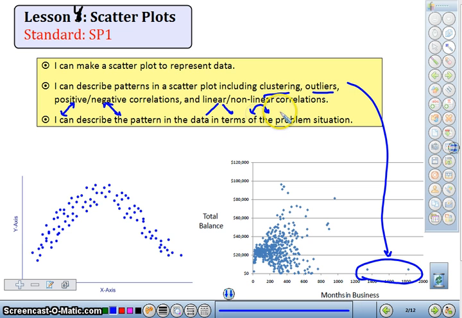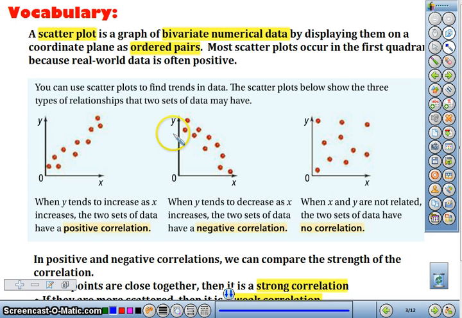But it could also be one like where we are looking at a correlation this way, where it goes up or down, something along this line. This one down here is a definite non-linear. This one is all clustered, kind of hard to tell if it's linear or non-linear. And it says I can describe the pattern in terms of the situation. So these are the things we're going to be looking at in today's lesson.